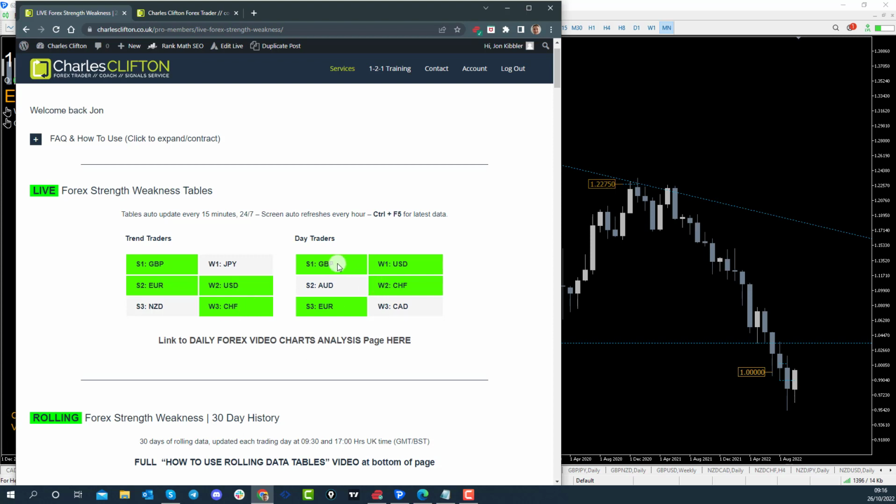Going over to the Day Traders table, we can see that the pound is S1, Aussie the second strongest, euro the third strongest, so that's where the confluences are coming in. And we can see that W1 is the US dollar, W2 is the Swiss franc. So really speaking, we can see from our Trend Traders table that the risk side of things is definitely fading now, and the currencies that would be associated with more risky markets, or let's say a risk-off environment, are now swapping sides, so they're now becoming weaker.